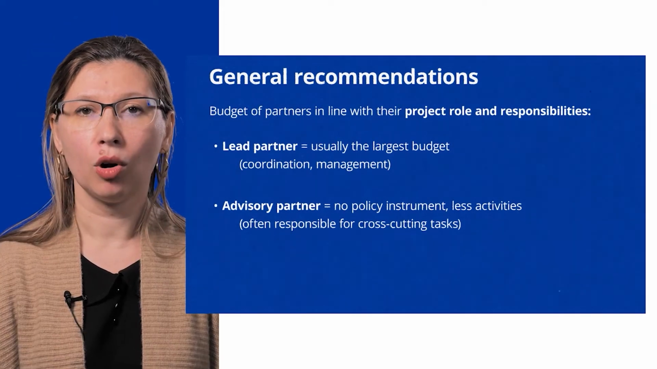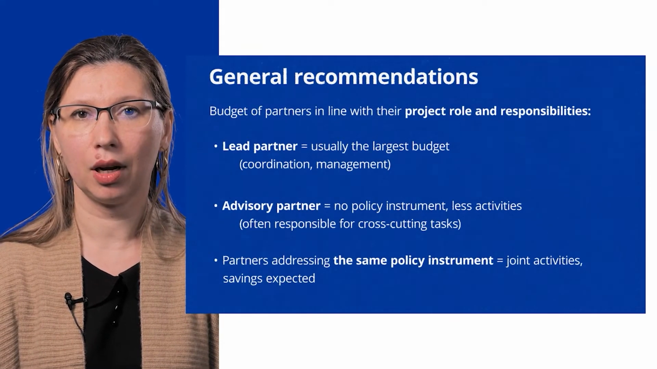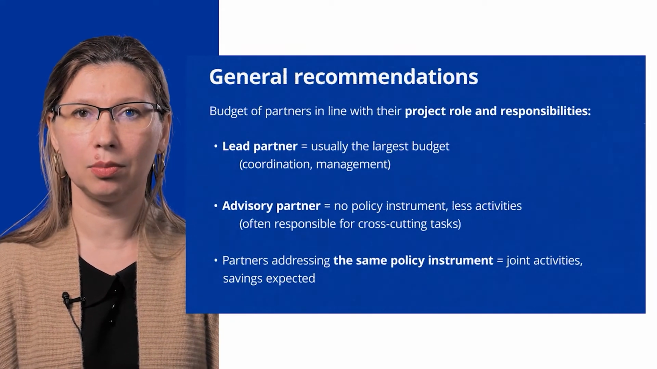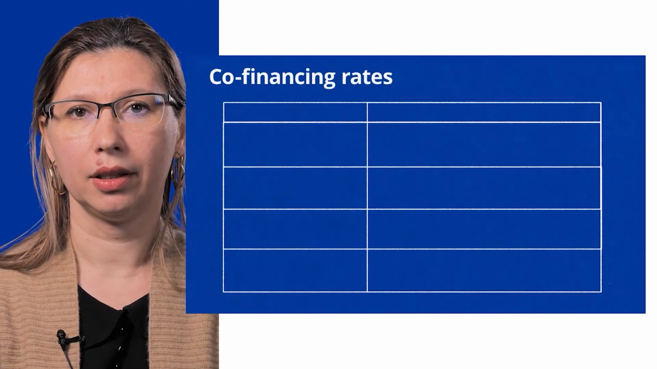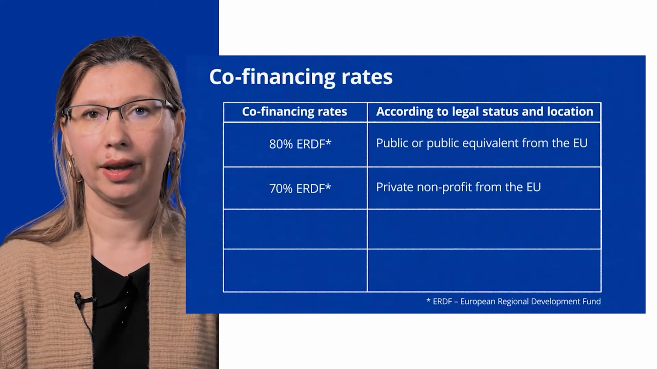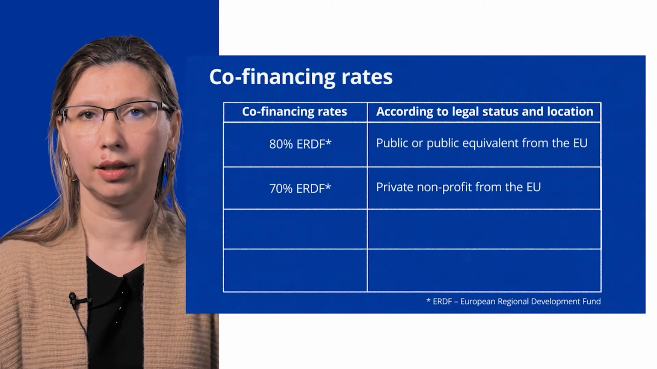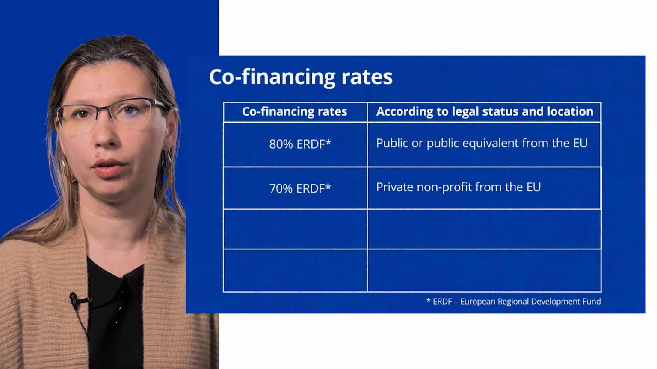In cases where more partners address the same policy instrument, savings are expected at partner level because responsibilities in relation to the policy instrument are shared. Depending on the legal status of the EU project partner, the ERDF co-financing rate disbursed by the Interreg Europe program in this programming period is 80% for the public bodies and the bodies governed by public law and 70% for the private non-profit bodies.